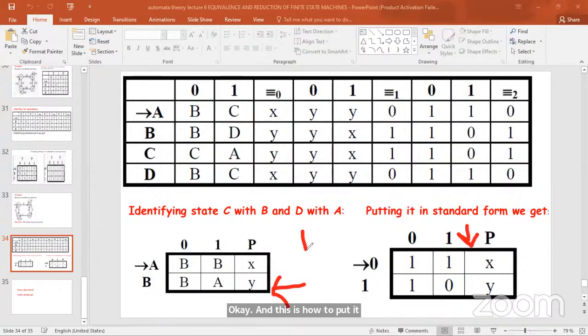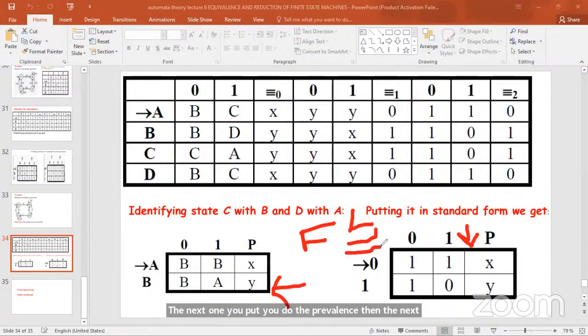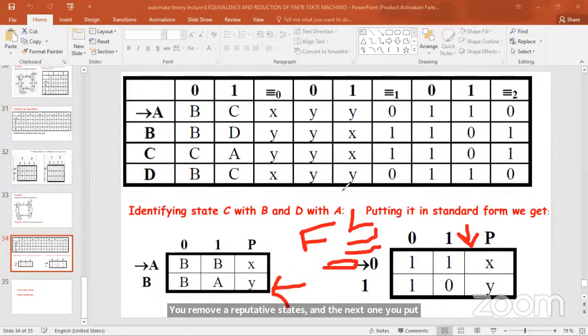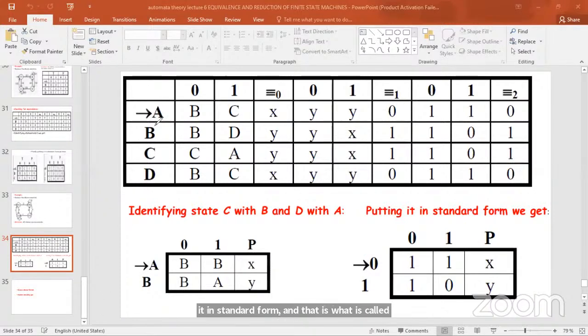So if you are told to find a machine that can do the same function as another machine, it means that you have to first of all check for inaccessible states. The next one, you do the equivalence. Then the next one, you remove repetitive states. Then the next one, you put it in standard form. And that is what is called equivalence and reduction.